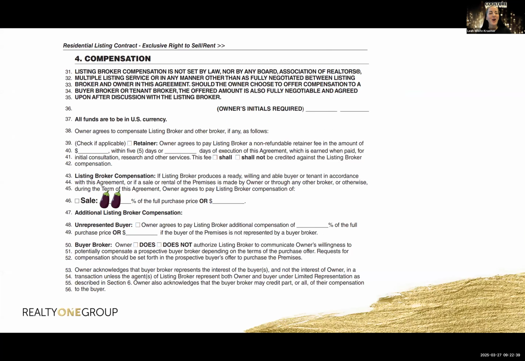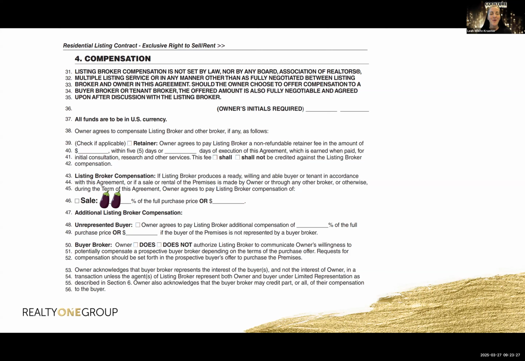All right, everybody's favorite part, compensation. For those of you who previously took some of the new forms classes with me last year, you know how I love my eggplants as reference. So they're making a comeback on this page. So in big, bold, capital letters: listing broker compensation is not set by law nor by any board, association of realtors, multiple listing service, or in any manner other than as fully negotiated between listing broker and owner in this agreement. Should the owner choose to offer compensation to a buyer broker or tenant broker, the offered amount is also fully negotiable and agreed upon after discussion with the listing broker, and initials are required there. Of course, this has always been the case, but now we have to draw extra attention to it due to the requirements in the NAR settlement.